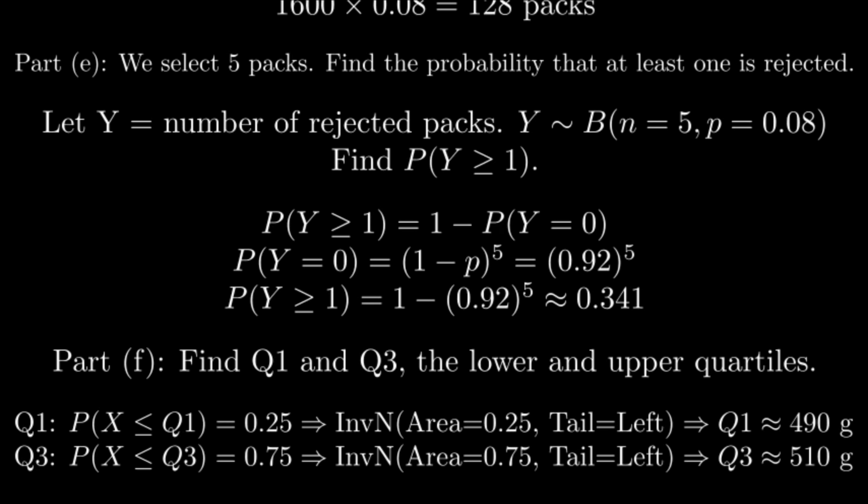This example really shows how different concepts can be woven together. We used our core normal distribution skills and then applied them in a binomial context. Excellent work today. Let's quickly recap our objectives. We described the properties of the normal distribution, its bell shape and symmetry. We defined it using its mean and standard deviation. We used the empirical rule for quick estimates, and we performed detailed calculations using both the normal CD and inverse normal functions on our calculators.